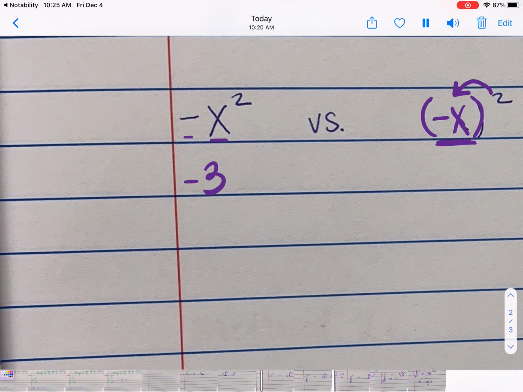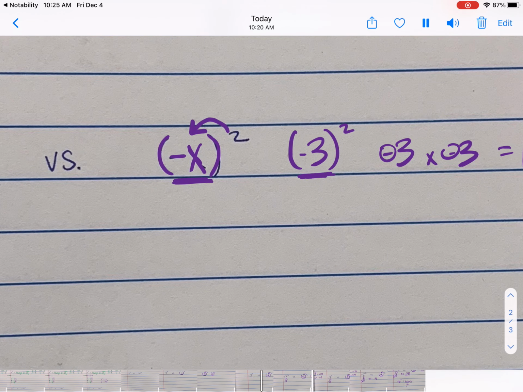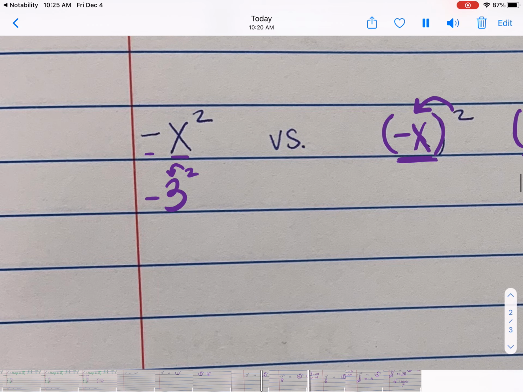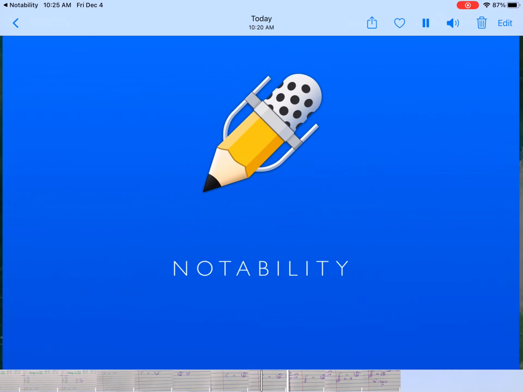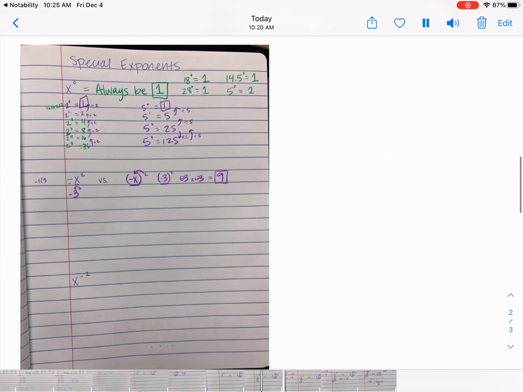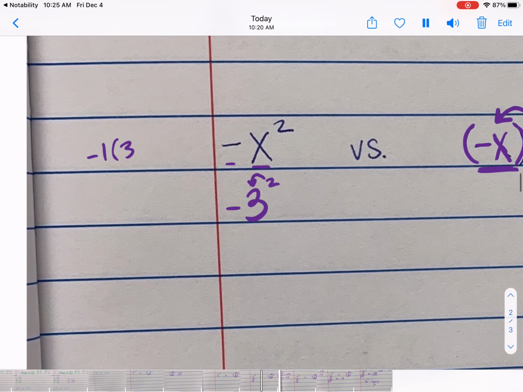If I had -3 to the power of 2, this little 2 only goes with this 3. That's it. It does not touch that negative, okay? If there were parentheses around it, like over here, they go together, so that touches both of them. But right here, the 2 only touches the 3. So what this actually means is negative 1 times 3. Any negative number is just that number times negative 1. So for example, negative 1 times 3 is negative 3.